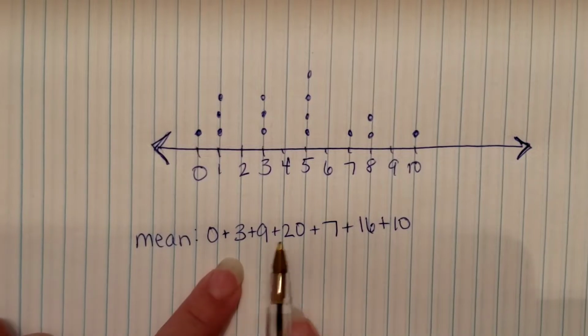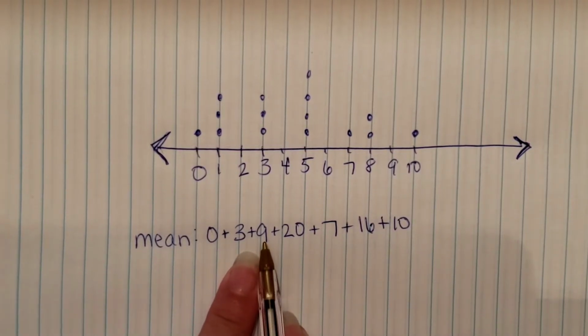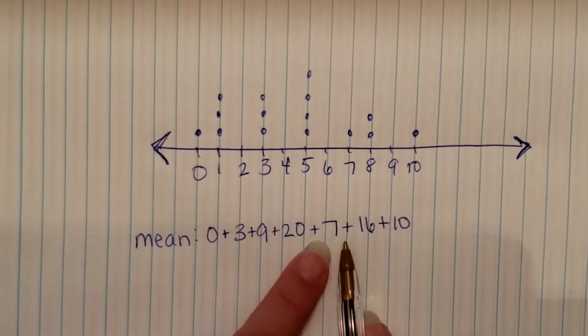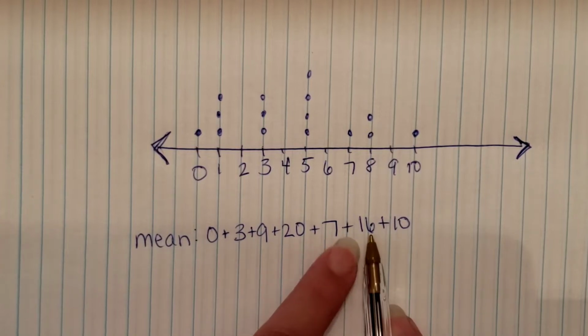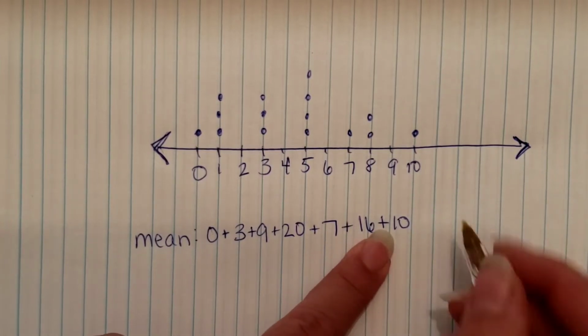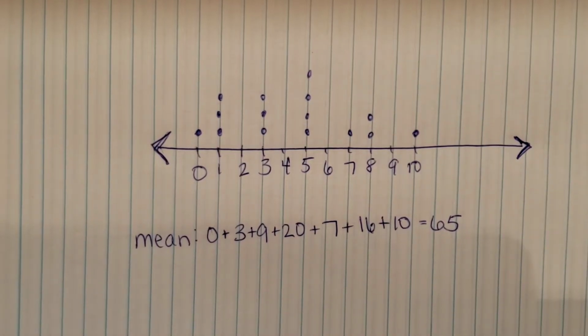We need to add all of these up. 3 plus 9 is 12. 12 plus 20 is 32. Plus 7 is 39. Plus 16, that's 55. Plus 10 more is 65. Now, what do we divide that by?